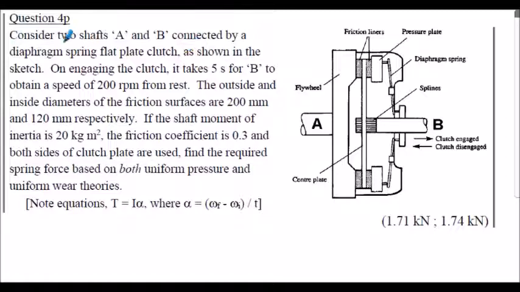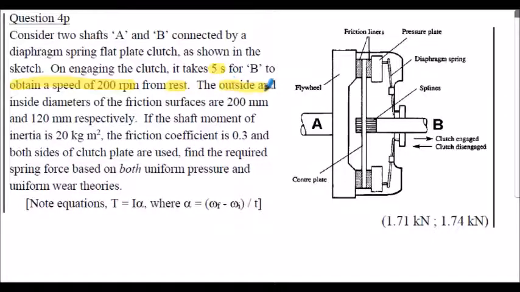Okay, question 4P. Consider two shafts, A and B, shown in the diagram down here, connected by a diaphragm spring plate clutch. On engaging the clutch, it takes 5 seconds for B to obtain a speed of 200 RPM from rest. Now that's what's sometimes called kinematic information, which relates to the actual motion of the clutch without knowing the forces. So we've got a time and we've got an initial velocity and final velocity.